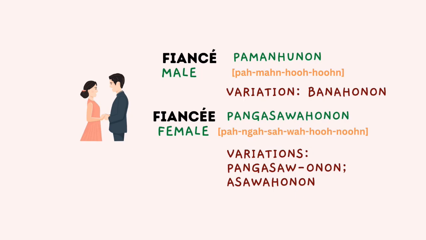The next one is fiancé. Female. Pangasawahonon. So, there are two variations. Pangasawunon. Or asawahonon. Asawa means your wife. But it is also acceptable to refer it to the husband. So, asawa refers to the wife, but now it is acceptable to refer it to the husband. So, asawahonon is the bride, the woman you're about to marry. Okay? So, fiancé, female, pangasawahonon.